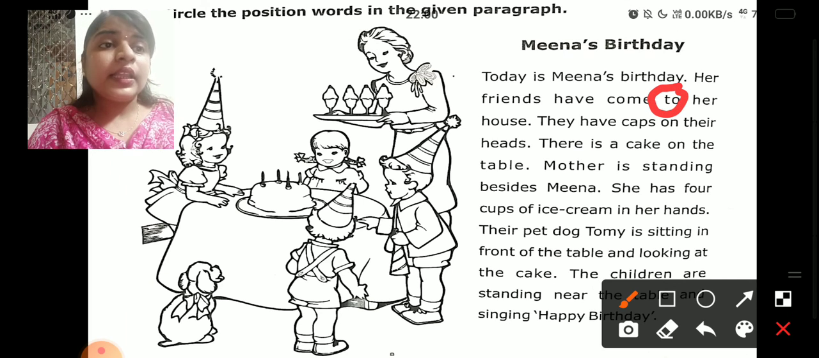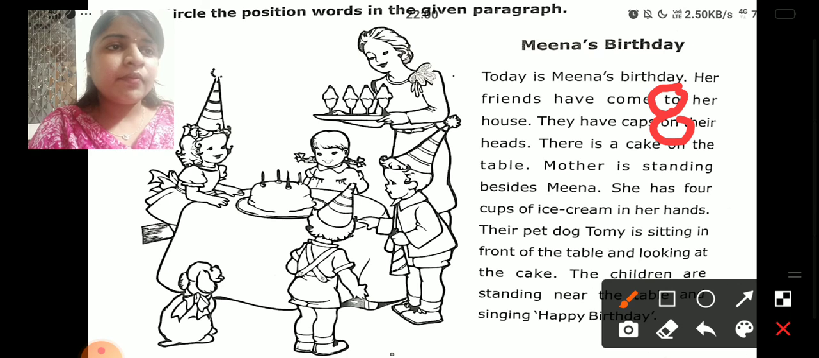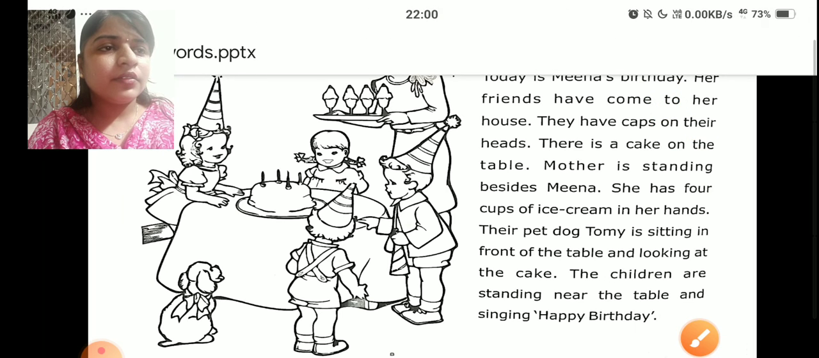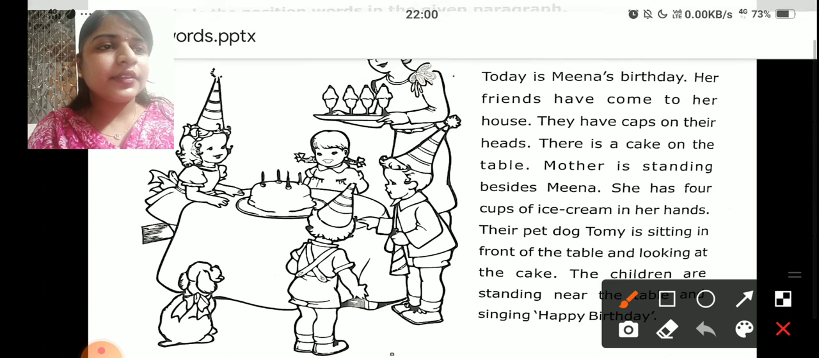Okay? They have caps on their heads. So here, what is the position word? On. So circle the word on. Okay? The next, there is a cake on the table. Again, what are you going to circle? On. So circle with me. On. Circle it.